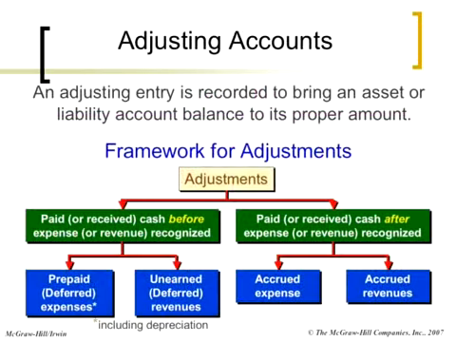Here is a framework for adjusting the books of the company. There are 2 broad categories of adjustments. The first is when we pay or receive cash before the expense or revenue is recognized. This category includes prepaid or deferred expenses, including depreciation, and unearned or deferred revenues. The second major category of adjustments is when cash is paid or received after the expense or revenue is recognized. These are some very common adjustments. The category includes accrued expenses and accrued revenues. We will take a look at some common adjustments now.